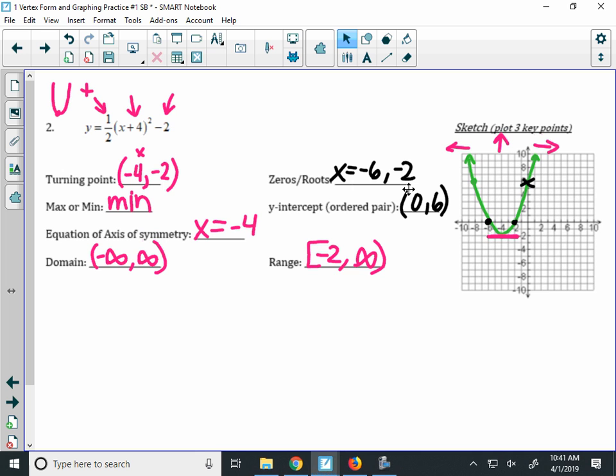All right, that's it. If you have other questions on these features of vertex form and the parabolas, go ahead and ask your teacher for some.